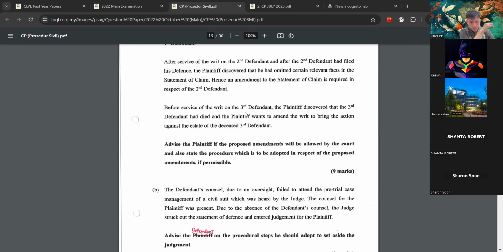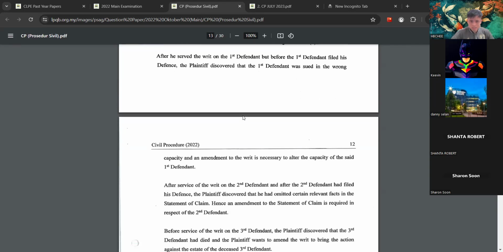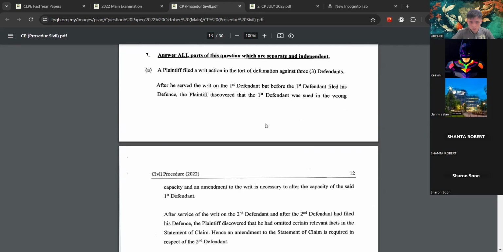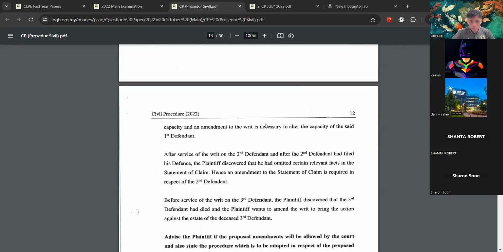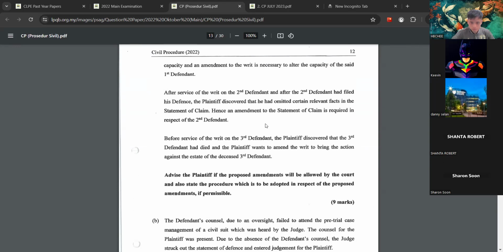That's why I say this paper is quite challenging and tricky. So everyone has to be aware before you put your answer, yes or no. Look into the fact correctly. Action is tort of defamation. So pursuant to Section 8 of your Limitation Act, the cause of action will not survive upon the party's death. Is that okay?